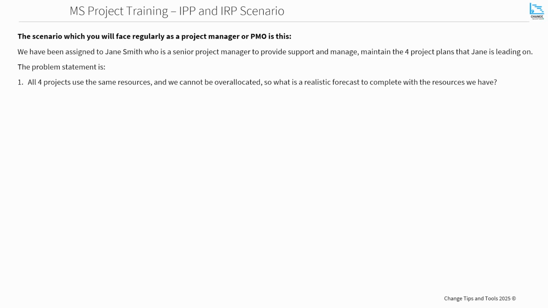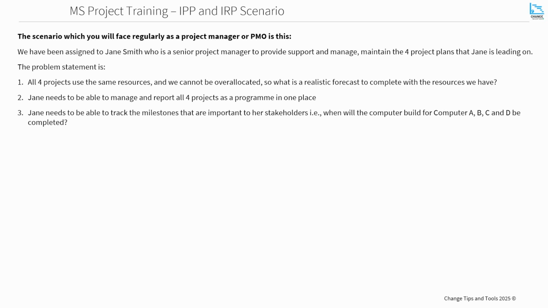She needs to be able to use the same resources across all 4 projects, and she needs a realistic forecast complete date based on the resources that have been allocated to her program. So she'll be managing this as a program. Now, Jane needs to be able to manage all 4 projects in one place, because she'll want to be able to track the milestones that are important to her stakeholders.